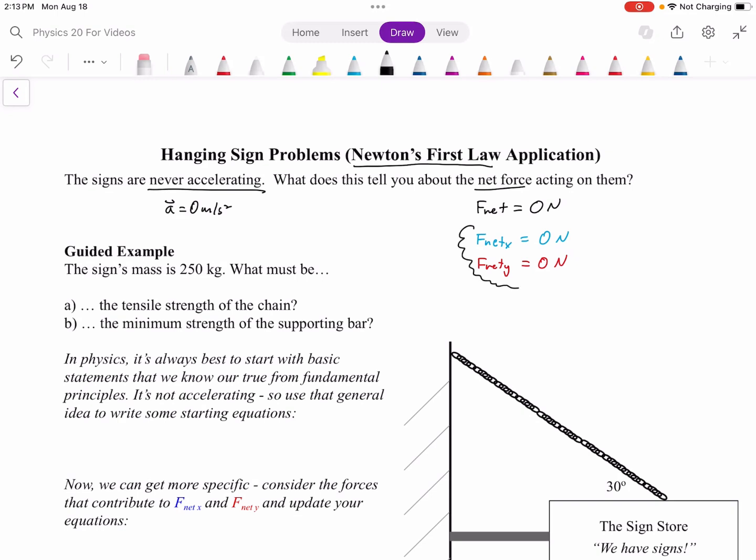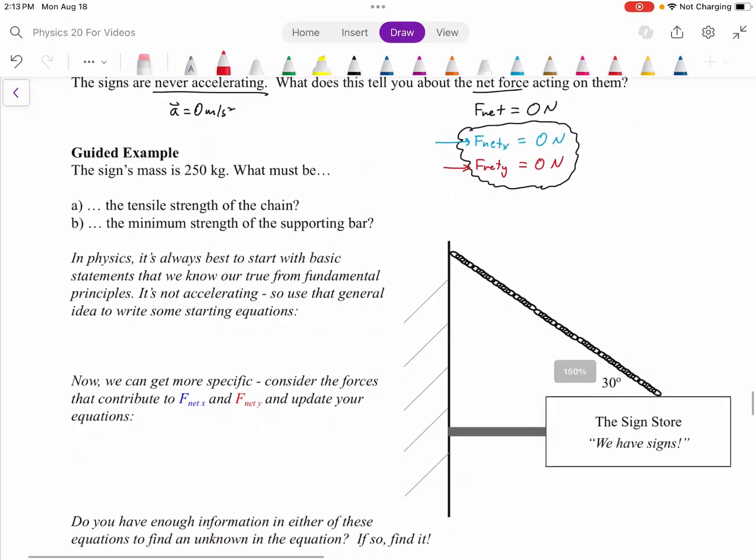This is going to be your starting point for any question where you know the net force is 0 because it's not accelerating, right? But definitely for hanging sign problems. Students so often say to me, oh my goodness, there's a lot going on here. I don't know where to start. And the answer is always the same. Start with the fact that F net x has to equal 0 and F net y has to equal 0. Adding up all of the x components will equal 0. Adding up all of the y components will equal 0. Then you can go in and actually see what your x and y components are.